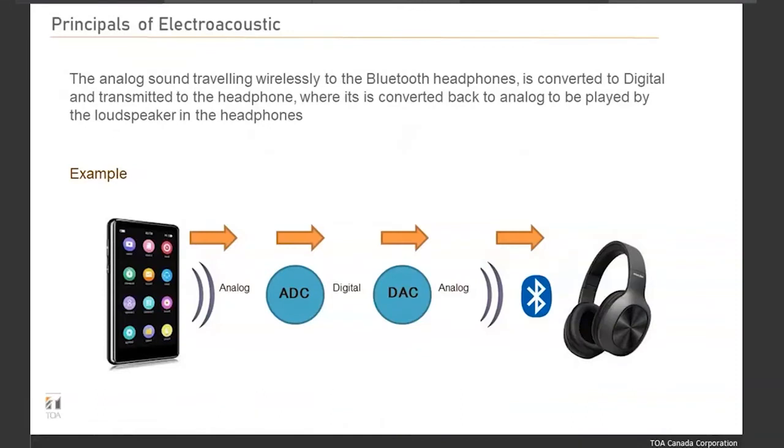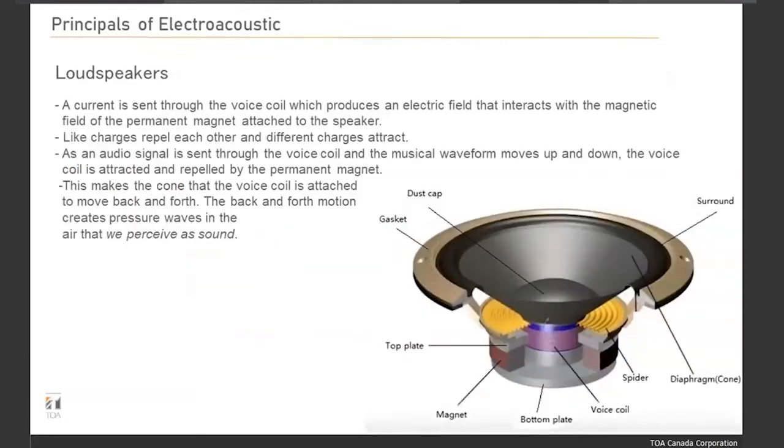So another one is Bluetooth. Analog sound traveling wirelessly to the Bluetooth headphones is converted to digital, transmitted to the headphones, where it's converted back to analog to be played by the loudspeaker in the headphones.